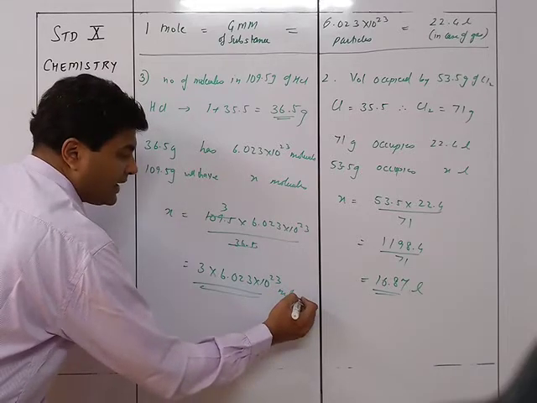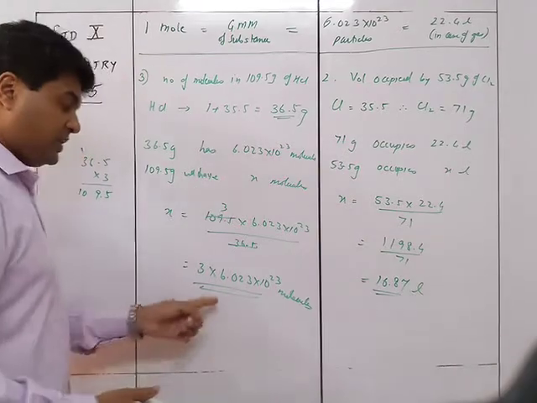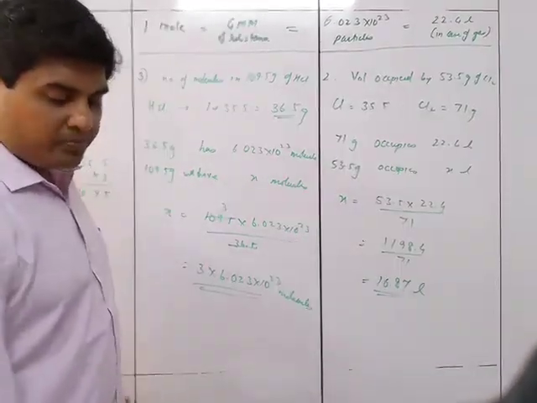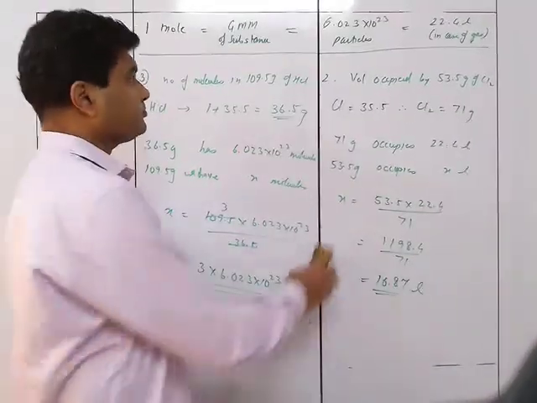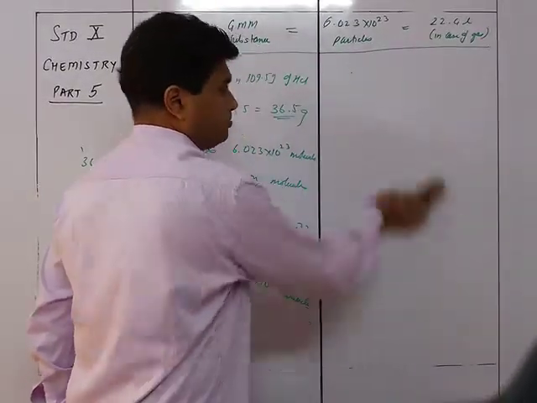You need not multiply this part. You can keep the answer as it is. You need not make it 18 point something. You can just write 3 into 6.023 into 10 raised to 23. That was the third sum. We now move on to the fourth sum.